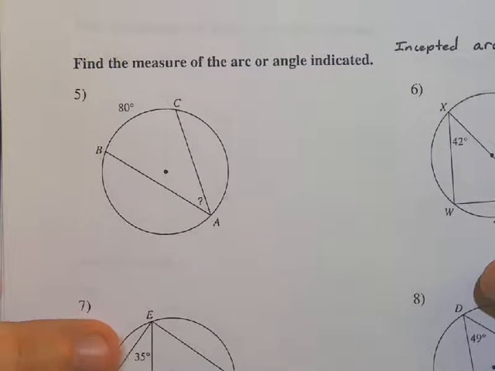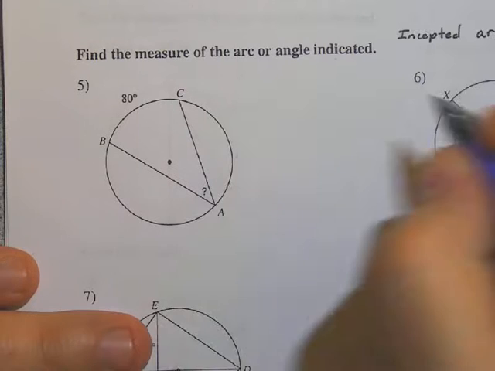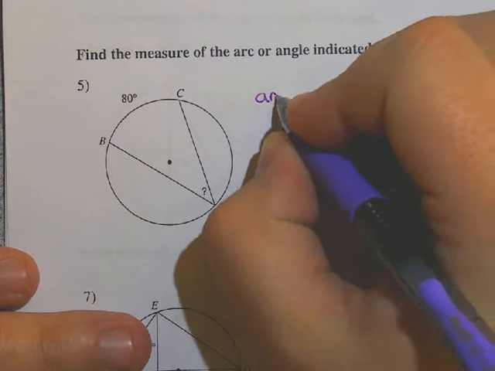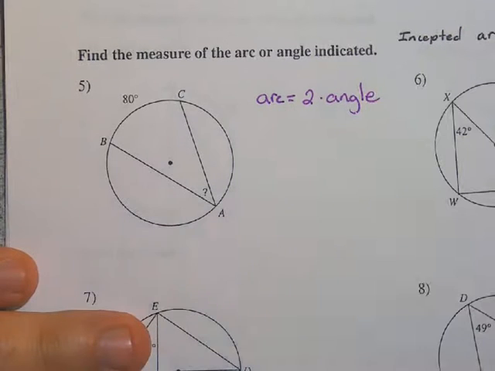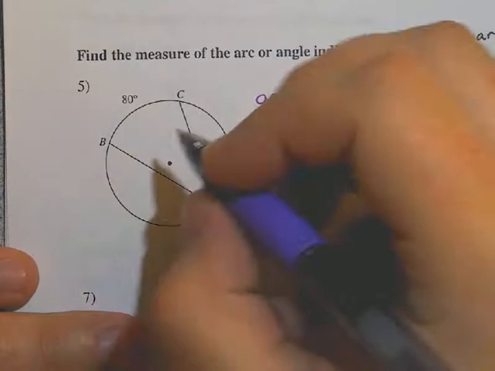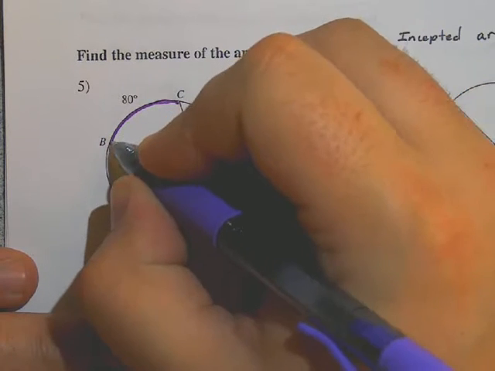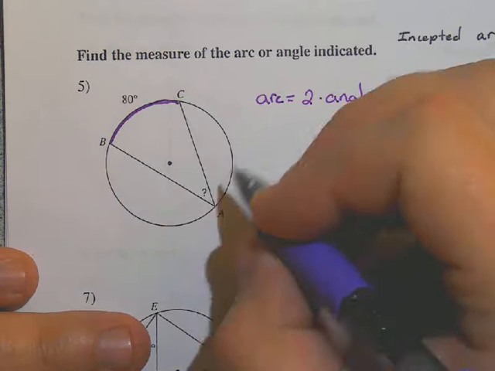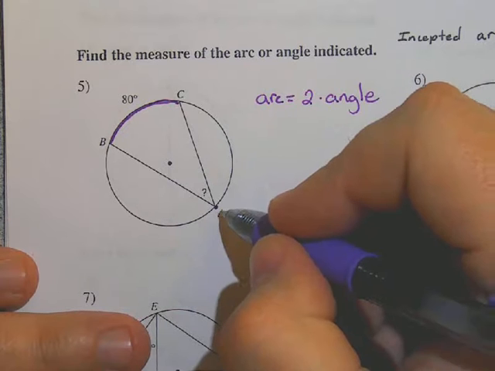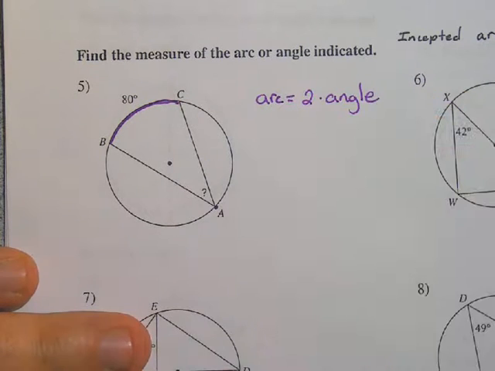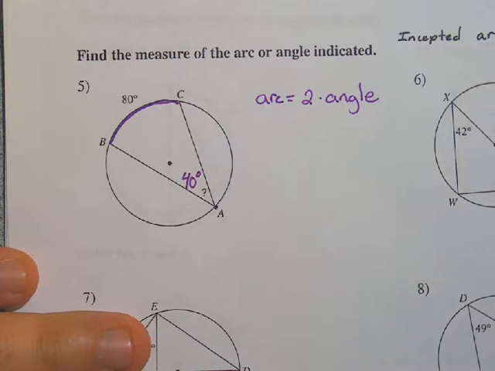Okay, so for number 5, find the measure of the arc or the angle indicated. Basically, arc equals twice the angle. That comes from the idea that we talked about: the two arcs are going to be averaged to give you the angle. But one of these arcs is non-existent over here. So this is going to be 80 plus 0 divided by 2. So really it's just 80 divided by 2. And so that tells me that this is going to be 40 degrees.